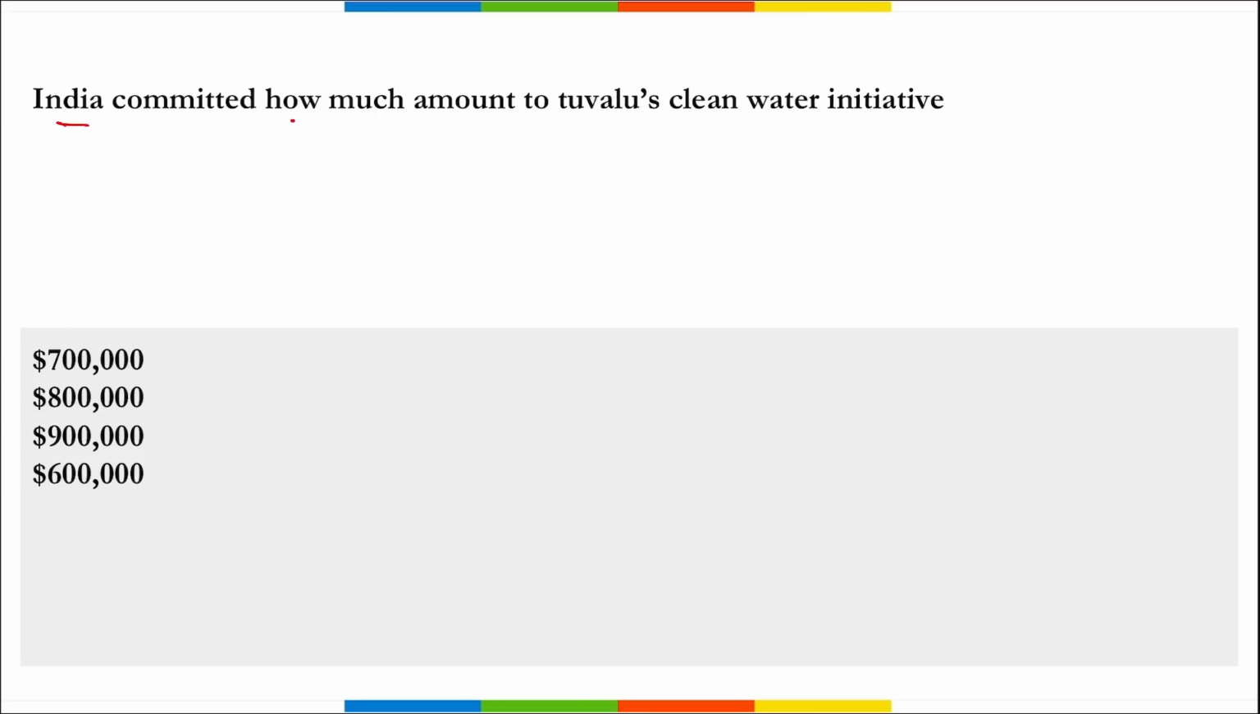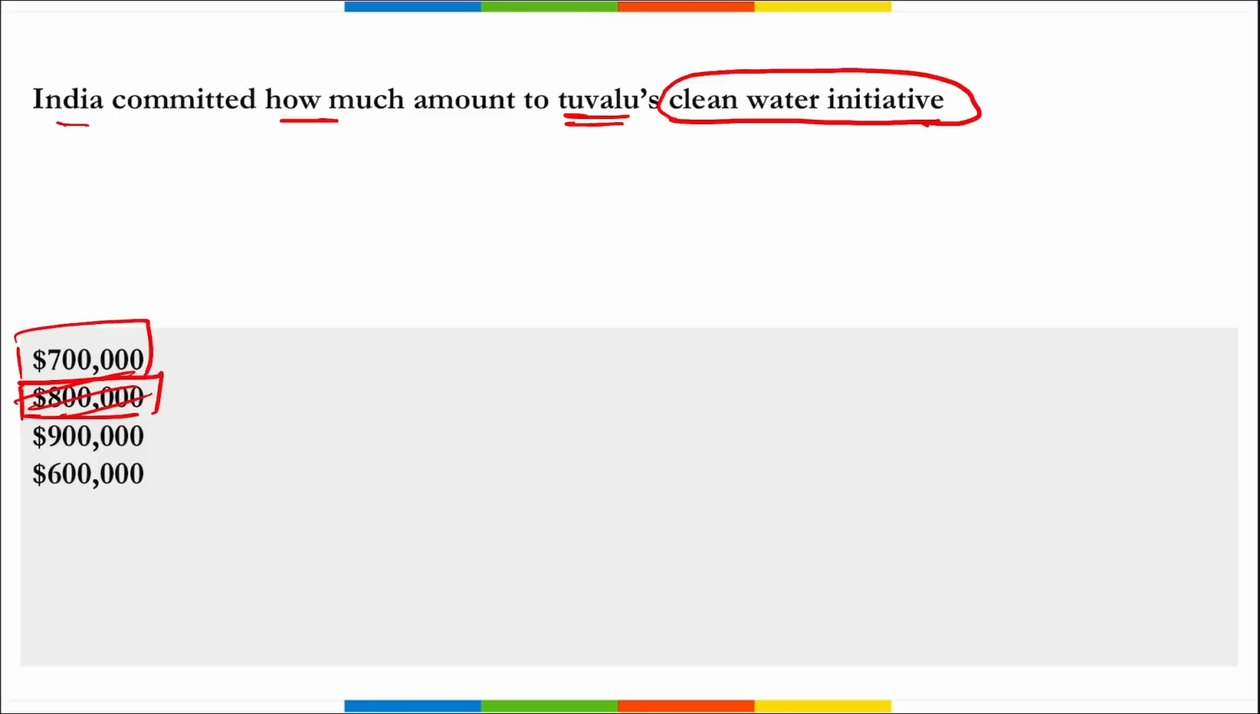India committed how much amount to Tuvalu's Clean Water Initiative in order to provide clean water in Tuvalu? All right, in Tuvalu, various projects have been started, right? And here India pledged $800,000. I correct, not 8, $700,000, correct, for the development of various clean water initiatives in Tuvalu.